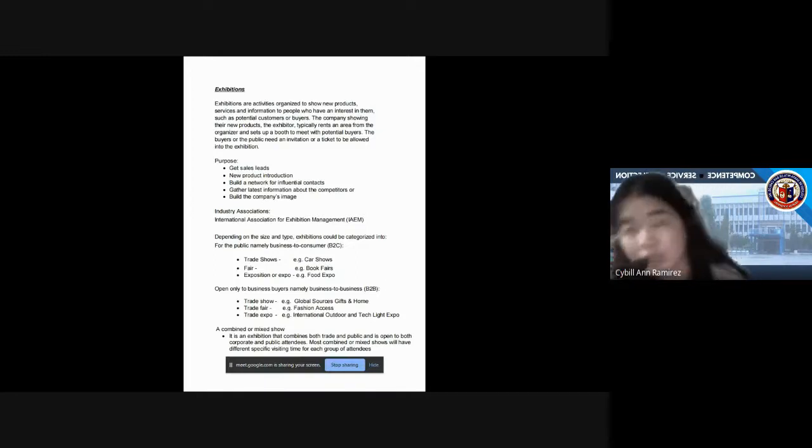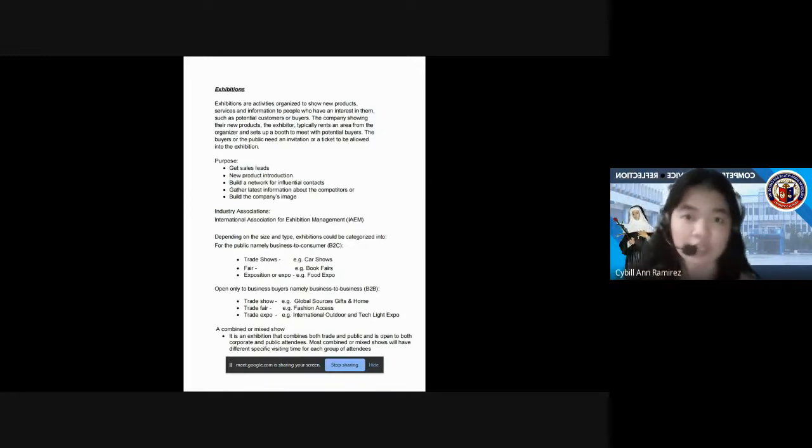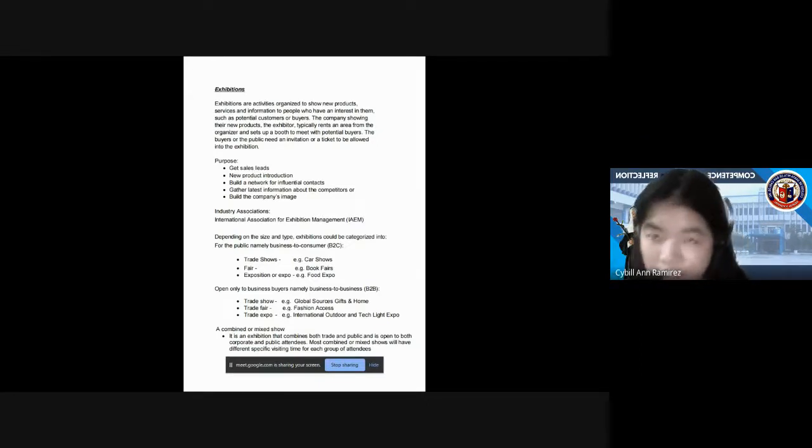The ones who visit exhibitions are potential consumers or buyers. The buyers or the public need an invitation or a ticket to be allowed into the exhibition. So it's not really open for all, only those who are invited to the exposition or exhibition. The purposes of an exhibition are to get sales leads, introduce new products, launch a new product, and build a network of influential contacts.